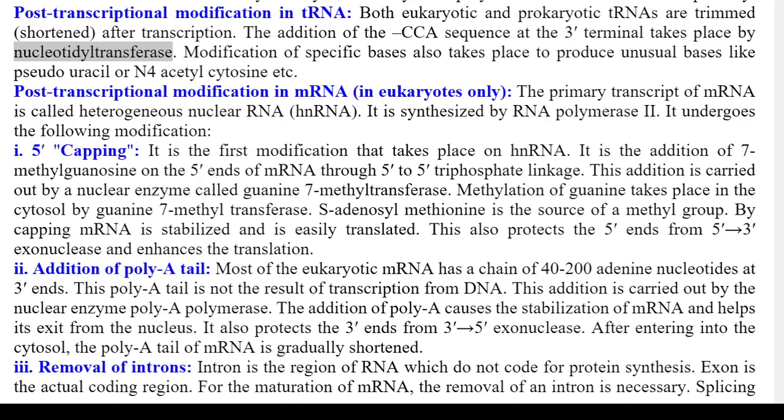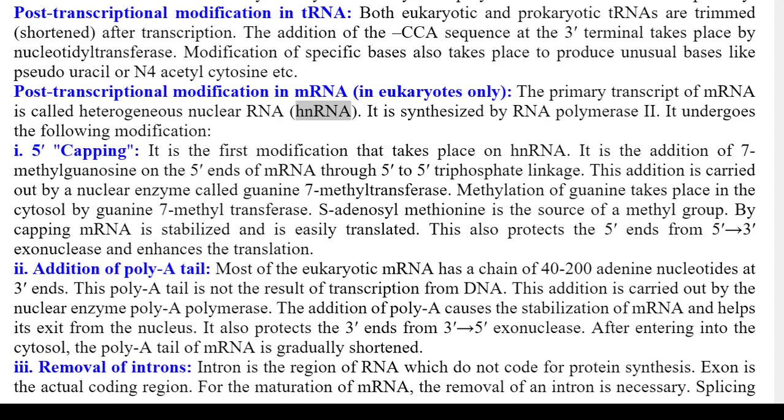Post-transcriptional modification in mRNA. In eukaryotes, the primary transcript of mRNA is called heterogeneous nuclear RNA, hnRNA. It is synthesized by RNA polymerase II. It undergoes the following modification.